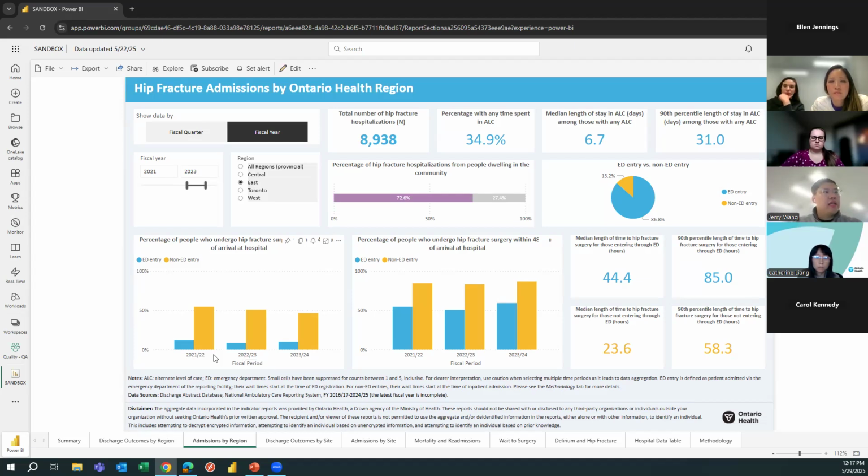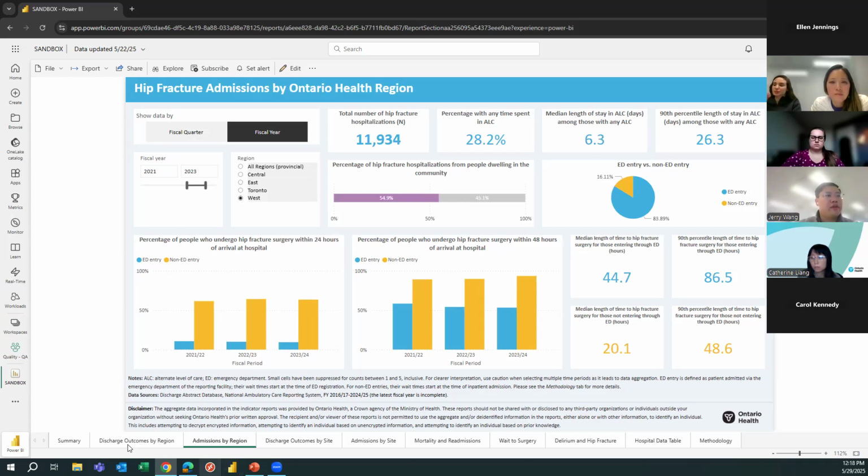And so the ED entry reflects a more accurate look at the patient's journey because there is an associated ED entry. They enter through the ED and then they get admitted to the hospital. So the blue is really what you want to focus on. And you can see we can compare that between Central, East, Toronto, and West regions as well. So these are the regional level of the indicator.